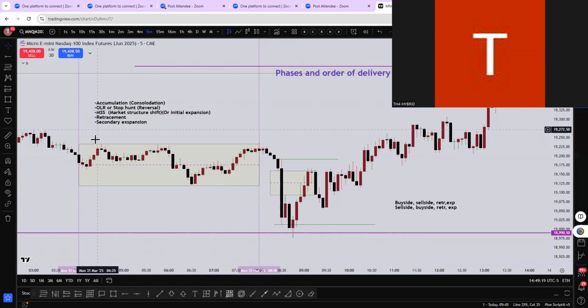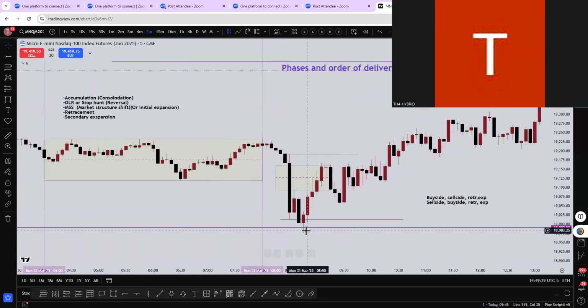So order of delivery: accumulation, manipulation, reversal, expansion. After that, we have our retracement. Retracement is to get us back into fair valuation to then buy with the market makers. When the market makers or the institutions buy, they buy at a discounted price and they sell at a premium price. So, how do we find that?